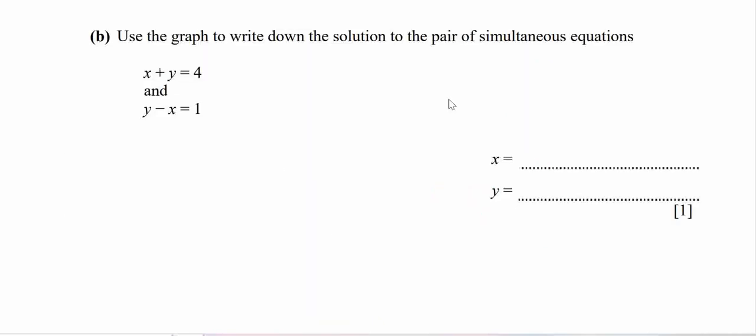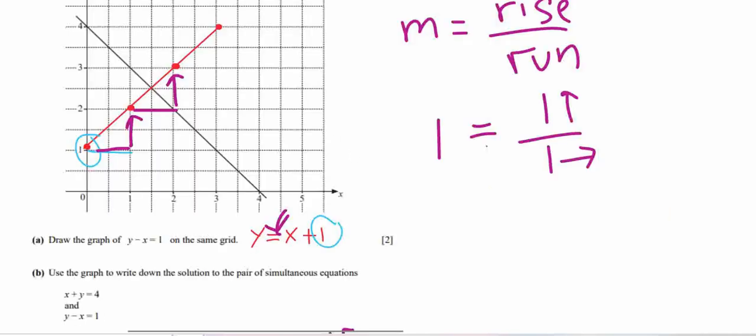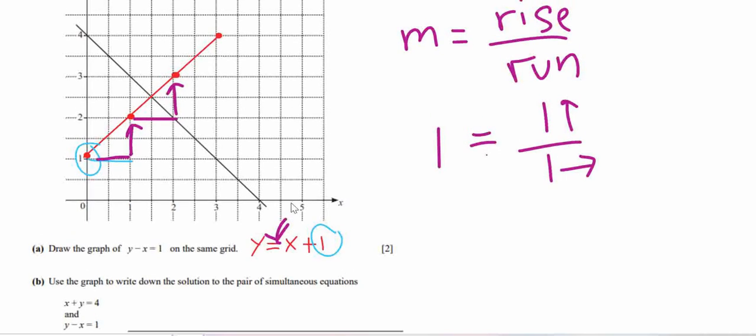Next, question B. Use the graph to write down the solution to the pair of simultaneous equations x plus y equals 4 and y minus x equals 1. So we have to see the intersection. So it's 10 seconds from now. 10, 9, 8, 7, 6, 5, 4, 3, 2, 1.